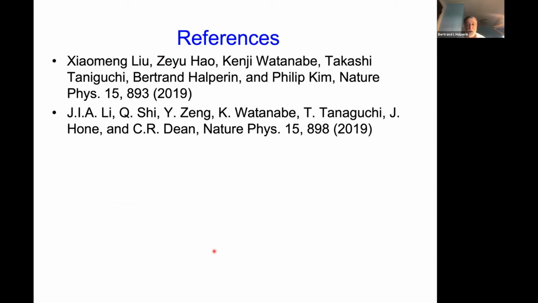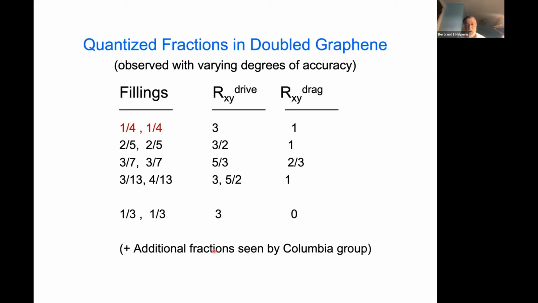And the references for these experiments both appeared in Nature in 2019. I'm going to just talk about the Harvard experiments. So the most prominent fractions that were seen have filling fractions 1/4 in each layer, 2/5 in each layer, 3/7 in each layer. It's also been seen with unbalanced situations, with 3/13 in one layer, 4/13 in the other, and 1/3 and 1/3 in each layer. And there are many additional fractions that were seen by the Columbia group, but let's just concentrate on these.